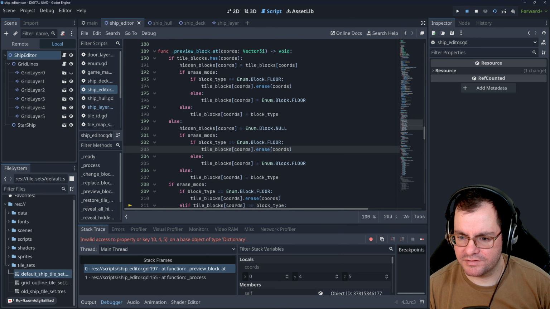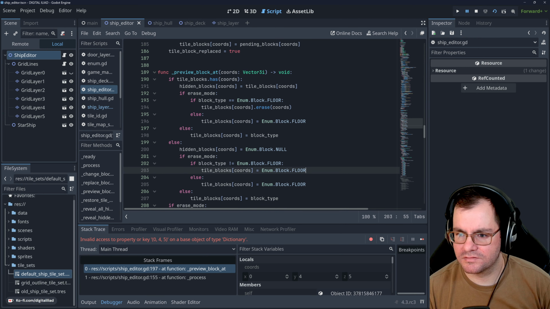We don't need this. We don't need either of these. We'd say not equal to floor. We could say that too here. We could say is not equal to floor.